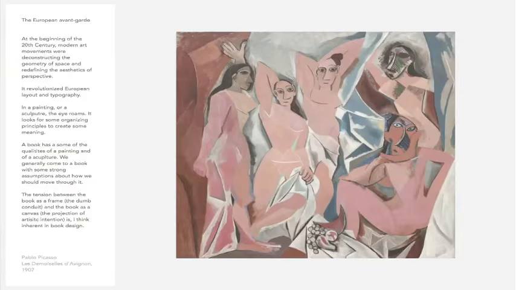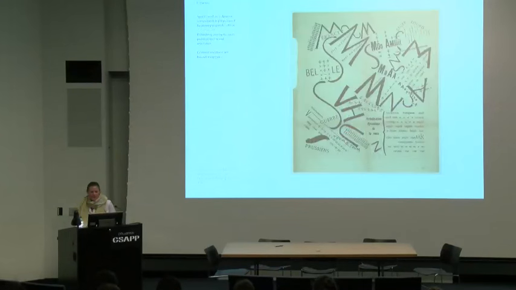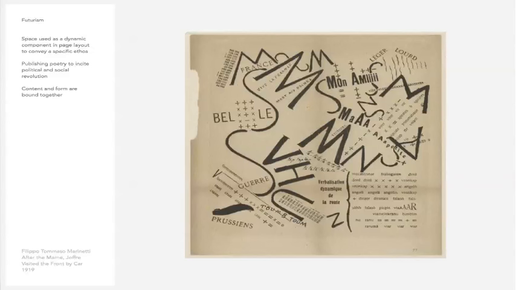And there's, I think, a tension between thinking about the book as a frame, which is kind of what I would call a dumb conduit, and the book as a canvas, more like the projection of an artistic intention. So that's kind of the difference in some ways between a newspaper and a painting, two ways to think about presenting ideas and information. So a lot of these artistic influences are more expressive.